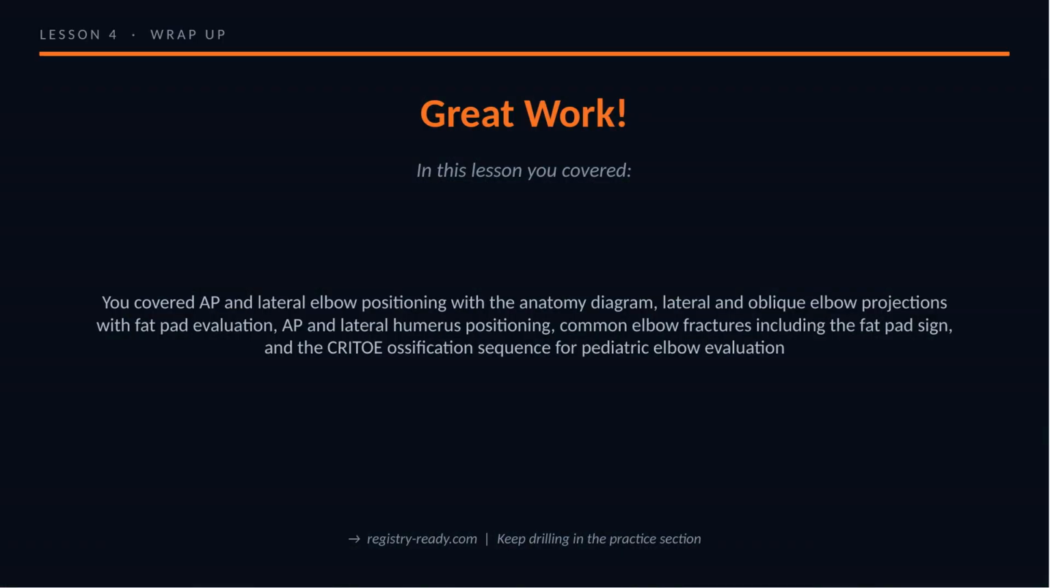Lesson 4 complete. You covered AP elbow positioning with the partial extension trauma protocol, lateral elbow with the posterior fat pad sign and the sail sign, medial and lateral oblique projections, AP and lateral humerus, common fractures including radial head, supracondylar, olecranon, and Monteggia, and the complete CRITOE ossification sequence. Know the fat pad sign and know CRITOE. Both are tested directly.